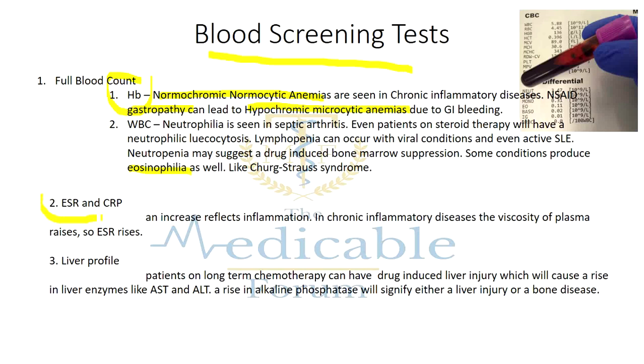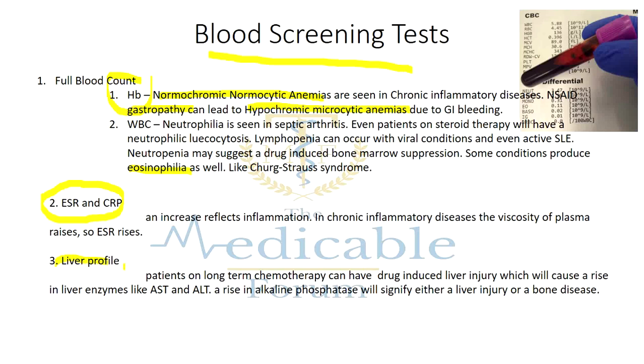What about ESR and CRP? Both of them are pro-inflammatory markers. Whenever there is an inflammation, whether it's due to an infection or due to some autoimmune process, the inflammatory markers will rise. In chronic inflammatory disease, the viscosity of the plasma rises, so the ESR will rise.